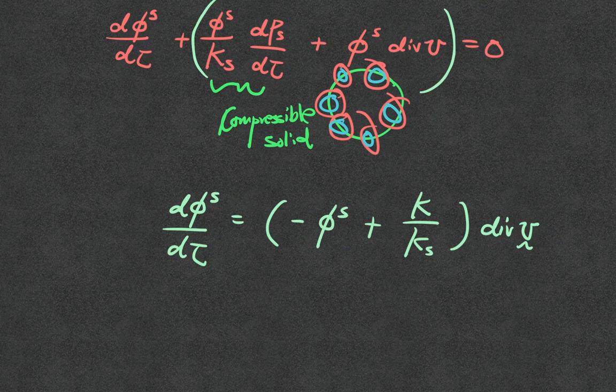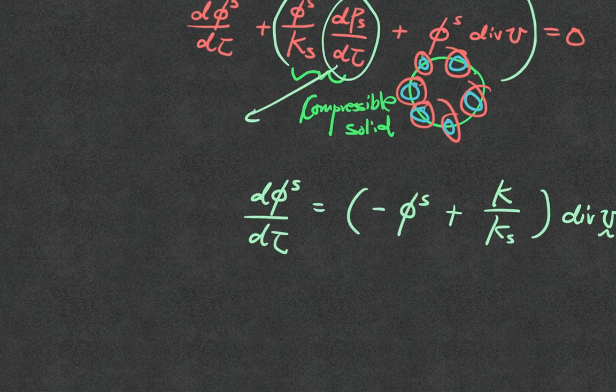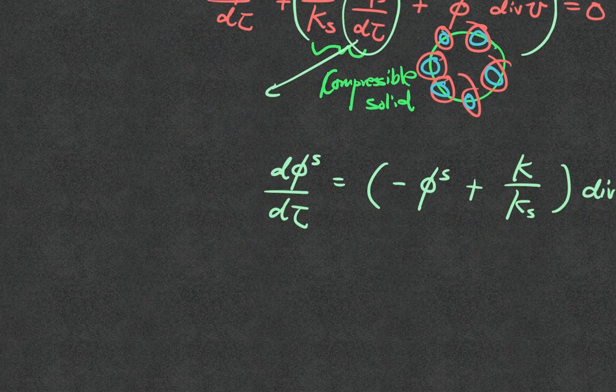Okay, so far so good. Now, why do I get this term? It's because of this. This is simply the P of the solid phase. Now, if you actually think about it, this would be related to the minus of the bulk modulus times the divergence of the V. Okay, so why is that?